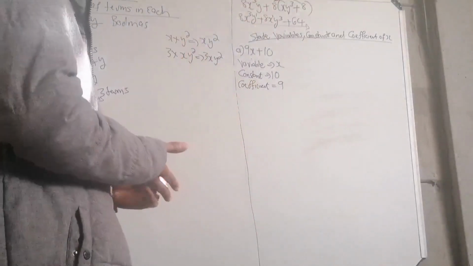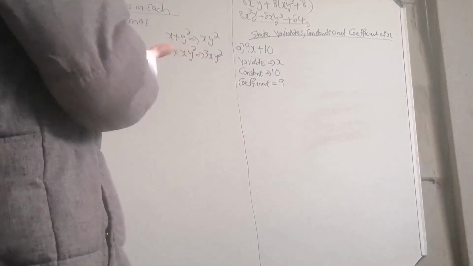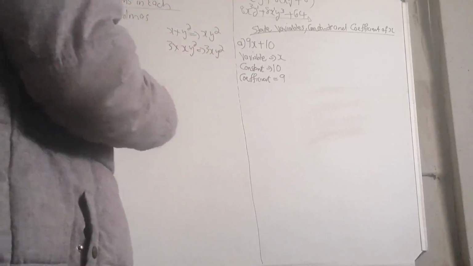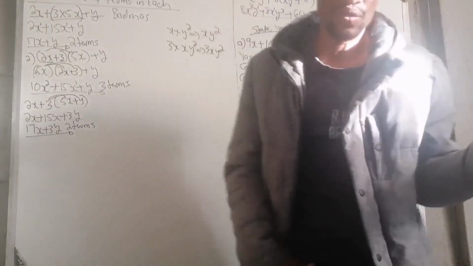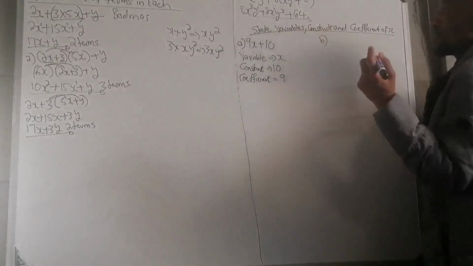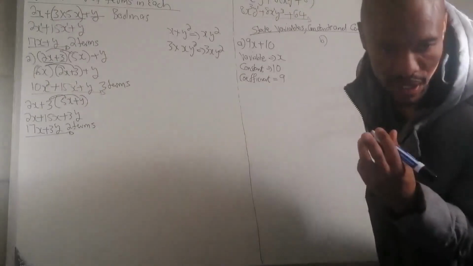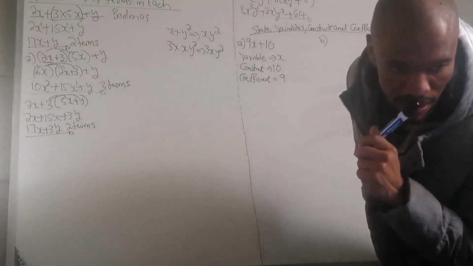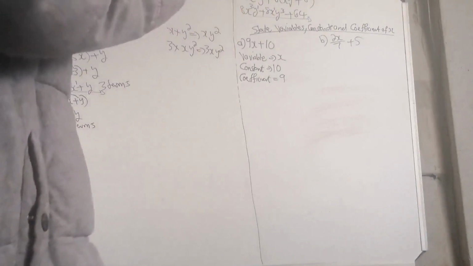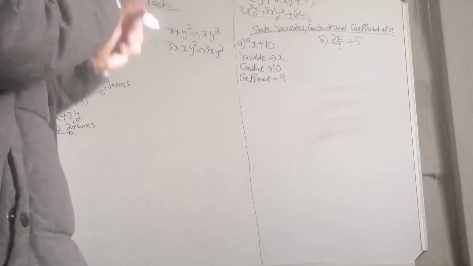Always and always a coefficient is a number that is on the left side of the variable that is provided. Or just a number that is attached to the alphabet. Now, I want you to identify in this one. I want you to find for me the variable, the constant, and the coefficient. If you are given 2x over 7 plus 5. Please tell me what is a variable, what is a constant, and what is the coefficient of x in this.